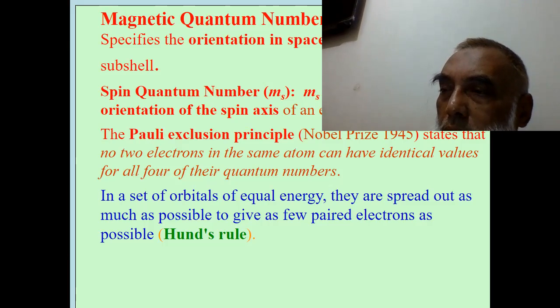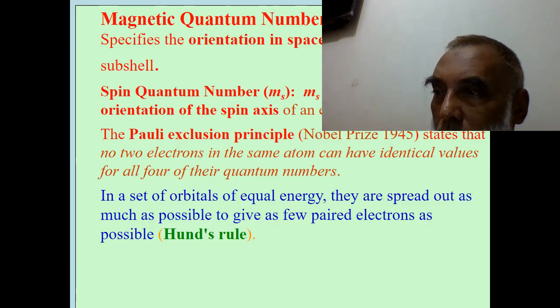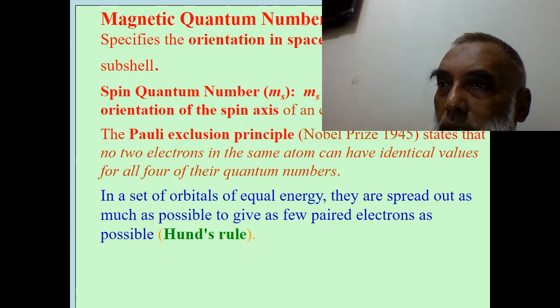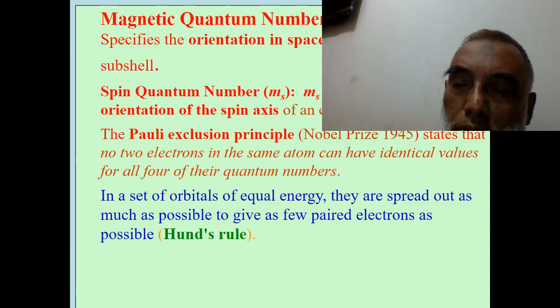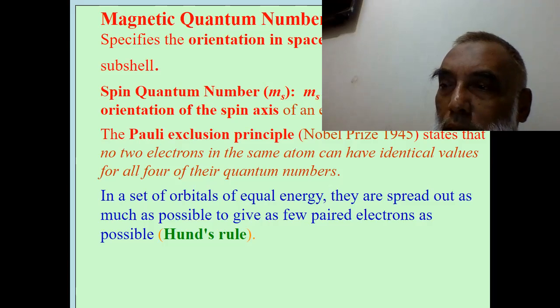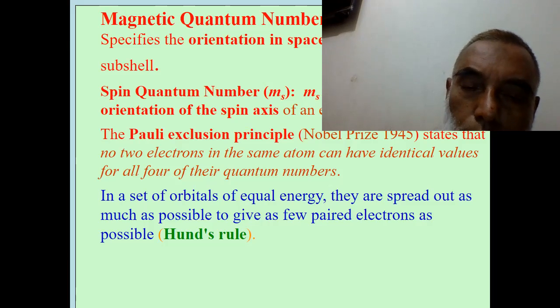For example, in the p level of an orbit, there are 3 orbitals: px, py, pz, with values plus 1, 0, minus 1. In these 3 p orbitals, 3 electrons may remain unpaired. When there are 4 electrons, then 1 will be paired. When there are 5 electrons, then 2 will be paired. When there are 6 electrons, then all 3 will be paired.